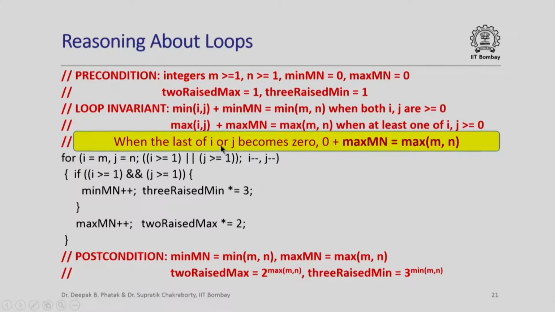So clearly when the last of i or j becomes 0, then max ij becomes 0, and I get 0 plus max mn is max of mn, which is exactly what I wanted. Max mn should be truly the maximum value of m and n.